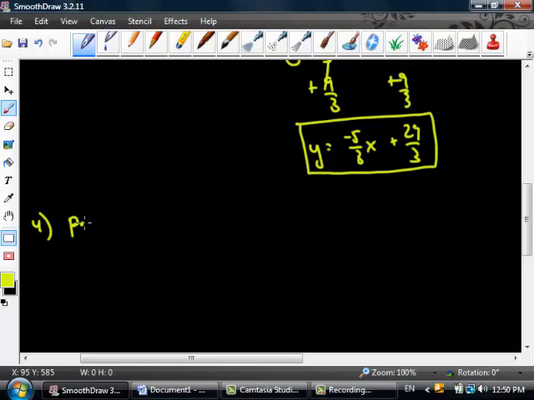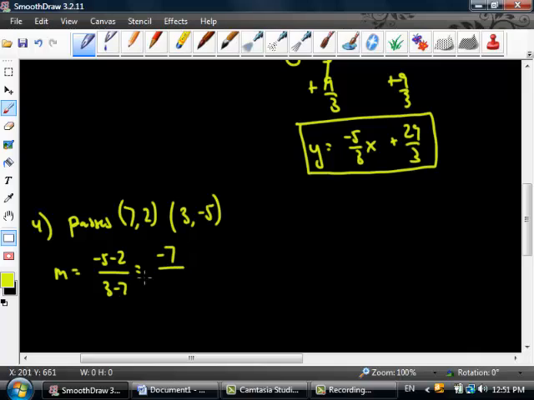Okay, it passes (7, 2) and (3, -5). So, again, not enough information yet, but we can find the slope. It's going to be m equals negative 5 minus 2 over 3 minus 7. So it looks like I've got here negative 7 over, what is this, negative 4. In reality, my slope is not negative 7 over negative 4. It is really 7/4, so it's positive. So make sure you guys do that.